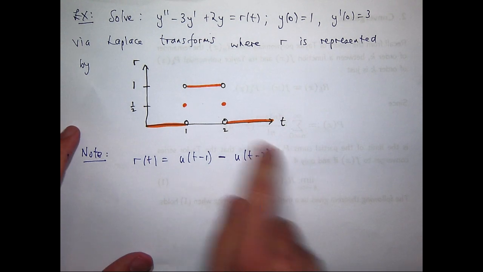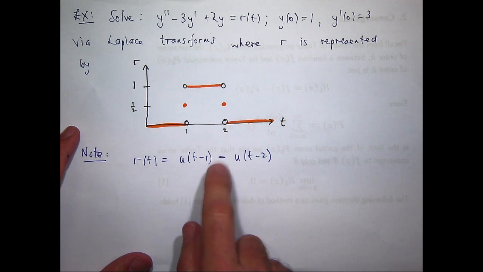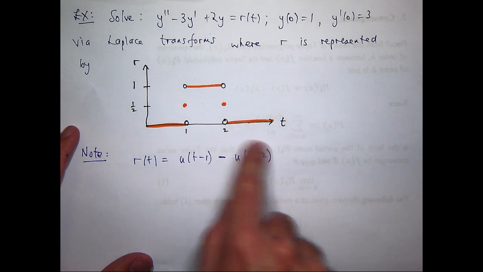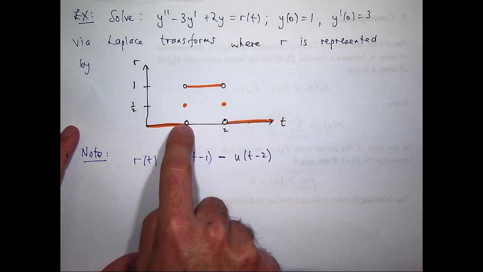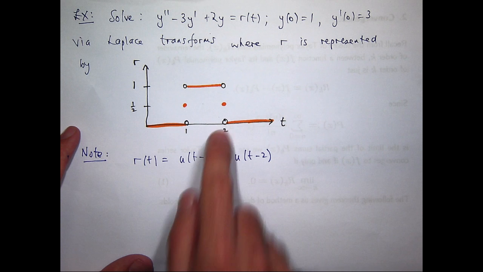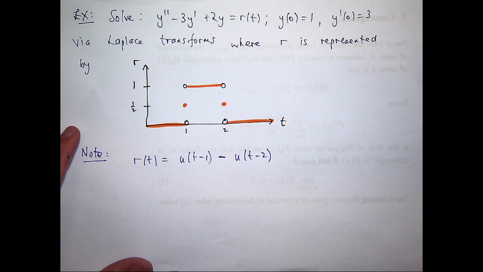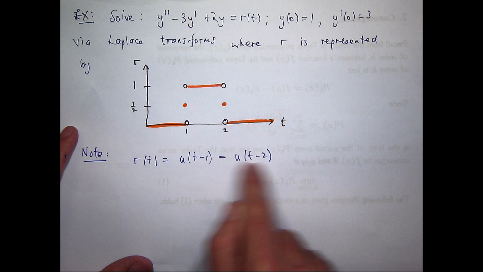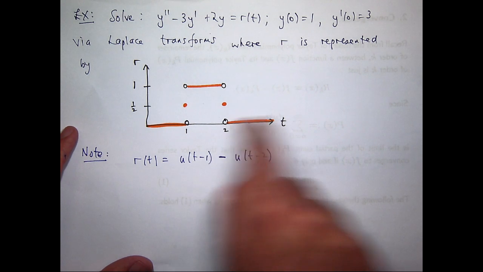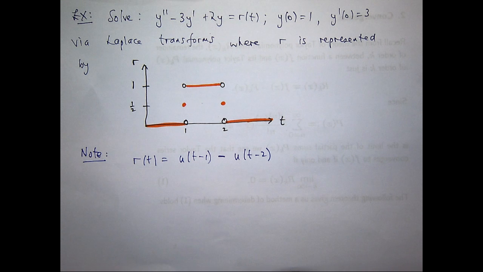Let's just check to see that this definition makes sense. To the left of 1, this is 0 and this is 0. So that's okay. Between 1 and 2, this is now 1 and this is still 0. 1 minus 0, 1. To the right of 2, this is 1 and this is 1. So 1 minus 1, 0. It's important to be comfortable with going from a graph to some sort of description in this context, because I want to take the transform of r of t.